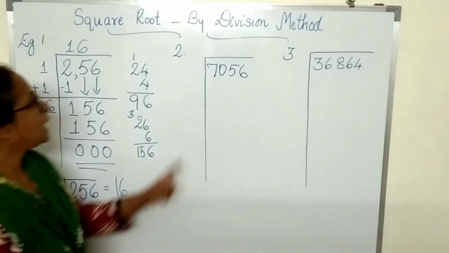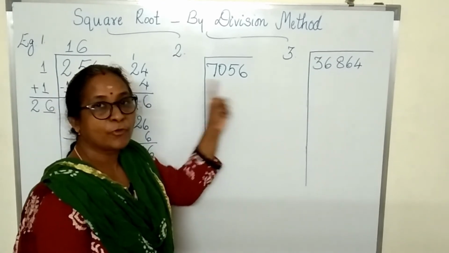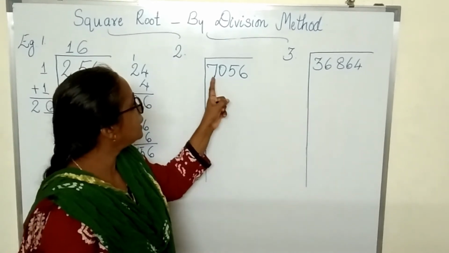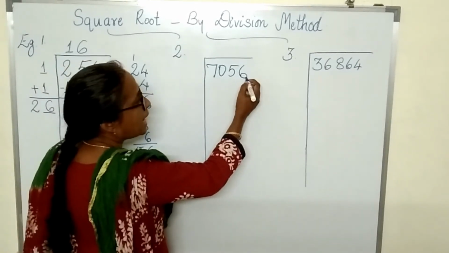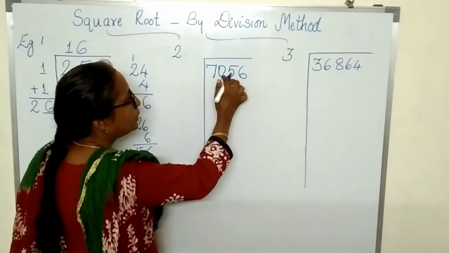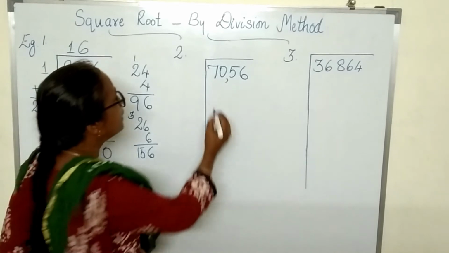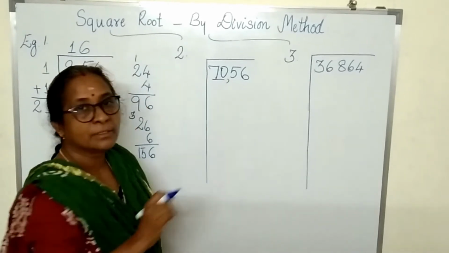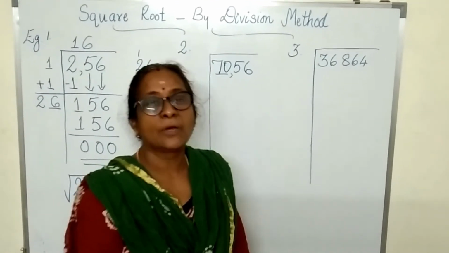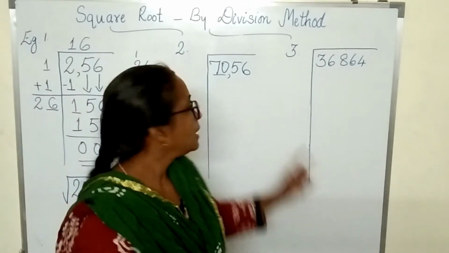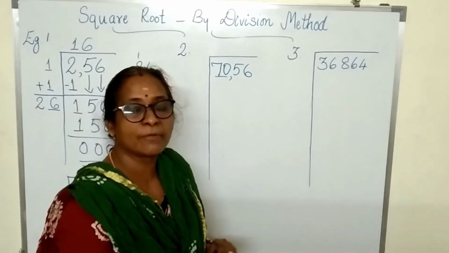Okay. Now let us see one more example with a 4 digit number. How many digits? 1, 2, 3, 4 digits. So the first step is to start making groups. 1, 2, make a group. Then 1, 2. So the first group is 70. What do we have to do first? Find out a number whose square is either 70 or less than 70.